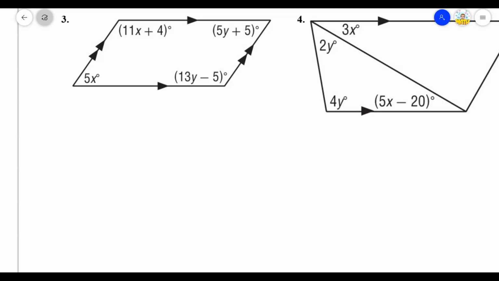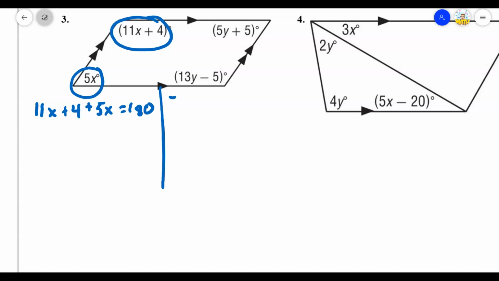Let's look for situations that would allow us to solve for a variable. So I want to have x and x related to each other. Here in this situation, these are on the same side. They're consecutive interiors, so they're going to add up to 180 degrees. So 11x plus 4 plus 5x has to add to 180 degrees.